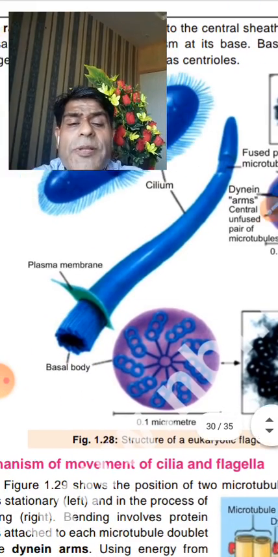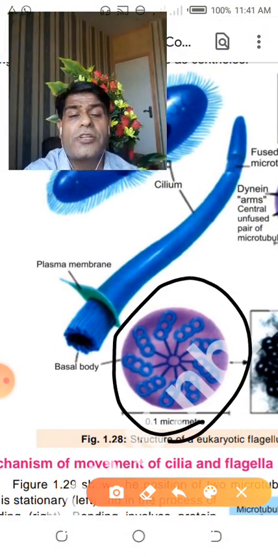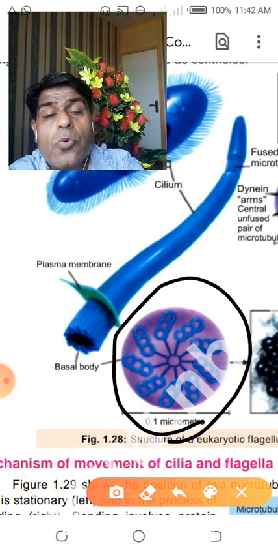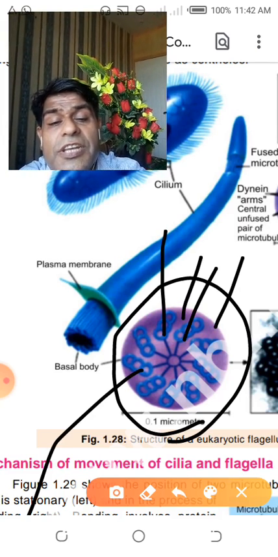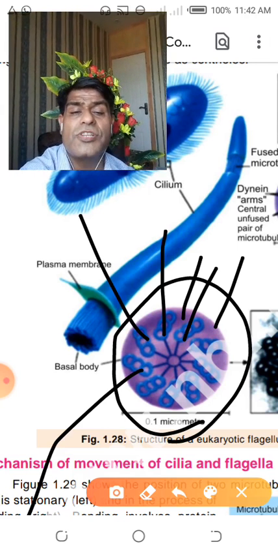You might be thinking, sir, what is this one? Because you were talking about doublets, but here they are 3. Look here, count here: 1, 2, 3. These are 3. But this is not the structure of the cilium.